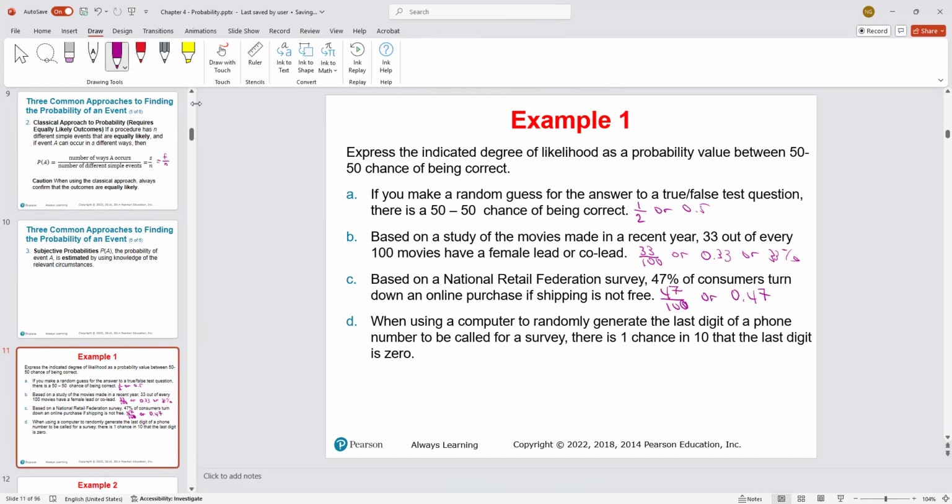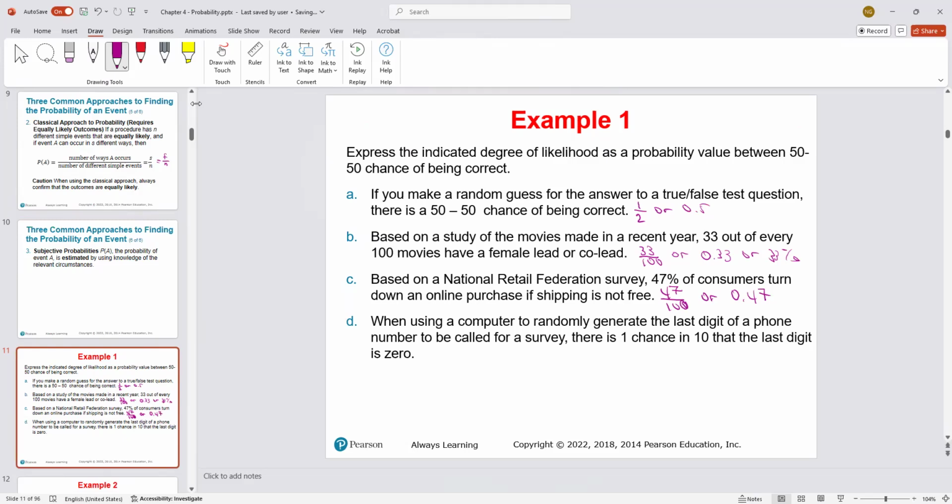When you use a computer to randomly generate the last digit of a phone number to be called for a survey, there is one chance in 10 that the last digit is zero. When we talk about digits, remember digits are 0, 1, 2, 3, 4, 5, 6, 7, 8, 9. 10 is not a digit, it's a number. If you have two digits in a number, it's no longer a digit.